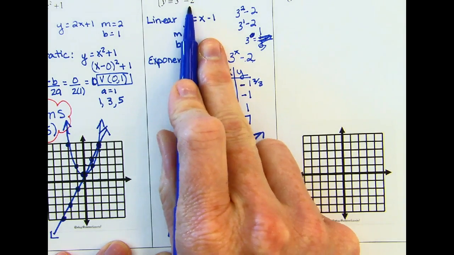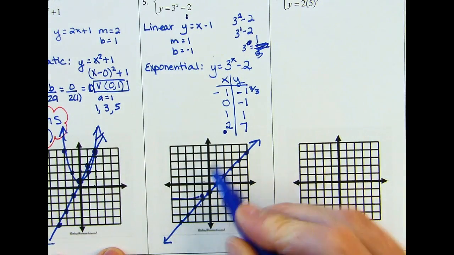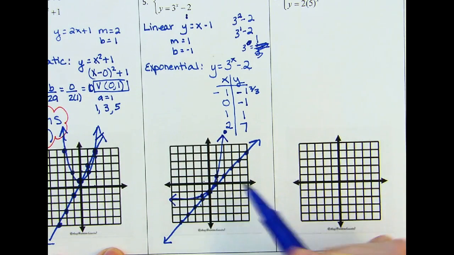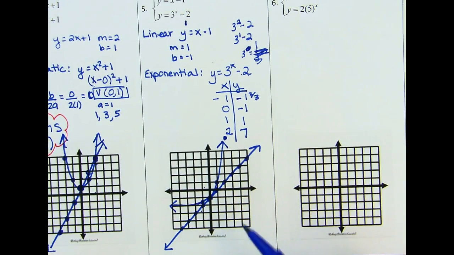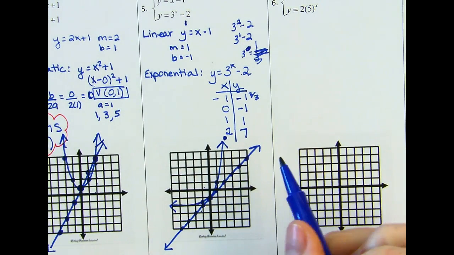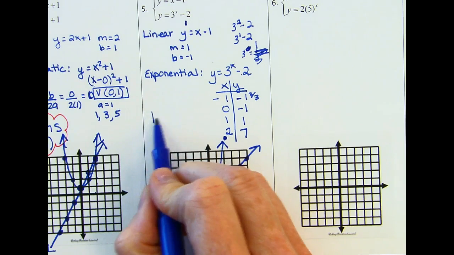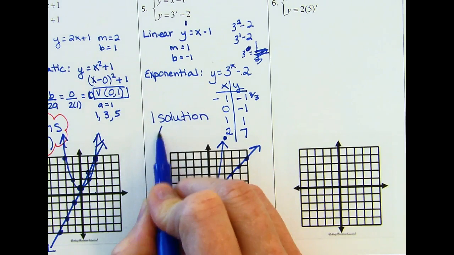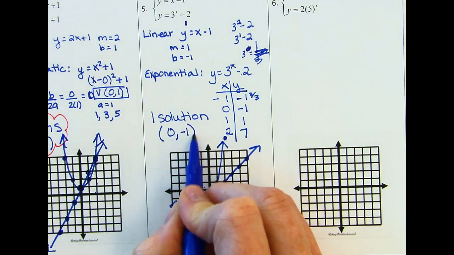Now remember, this is the shift down, this -2, so it's never going to cross that -2. And it's going to come up, and it's going to look like that. So I've got a curve. But this time, I only hit one time, and that is going to be at this lattice point right here. So this one is going to have one solution. That solution is going to be (0, -1).